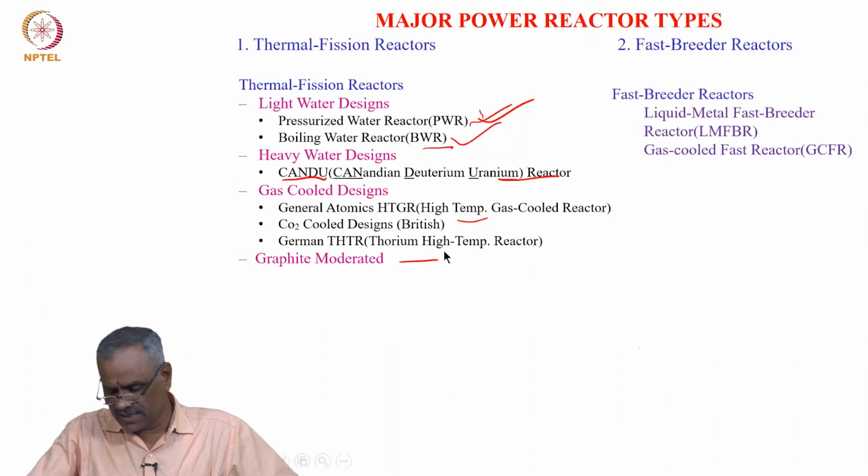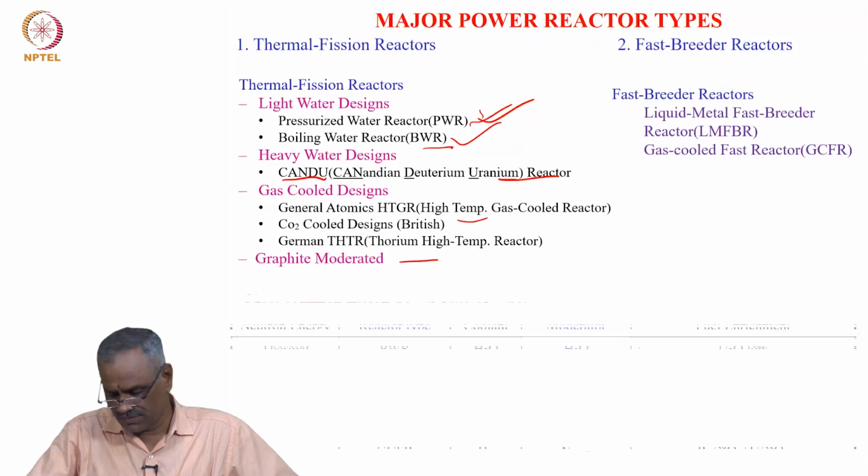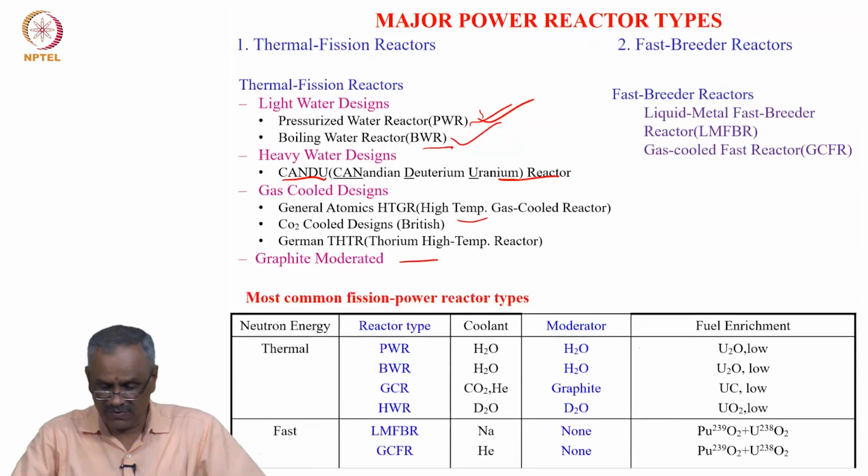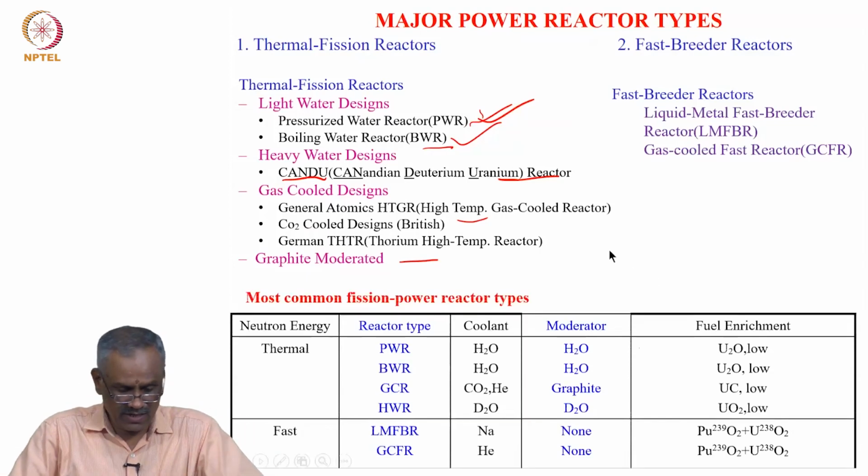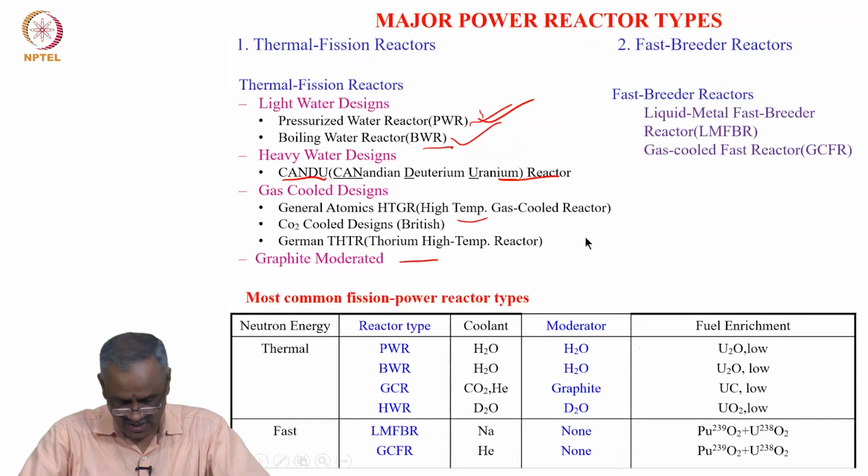If you look at the other side, fast breeder reactors, these are liquid metal fast breeder reactors or LMFBR, and the other one is the gas cooled fast breeder reactors. We will discuss these in detail, what the working principle of these is and how they work.